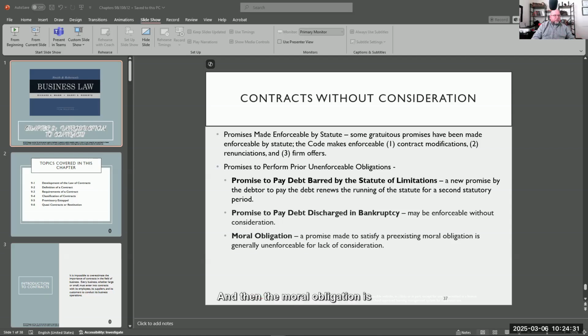And then the moral obligation: a promise made to satisfy a pre-existing moral obligation is unenforceable for lack of consideration. It's already an obligation there. Entering into a contract with your child to provide shelter, food, and clothing is already something that's a moral obligation as a parent.